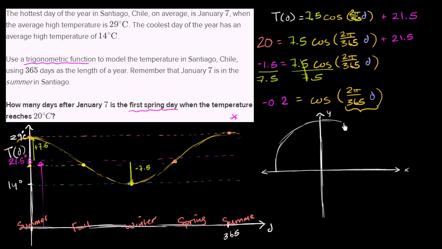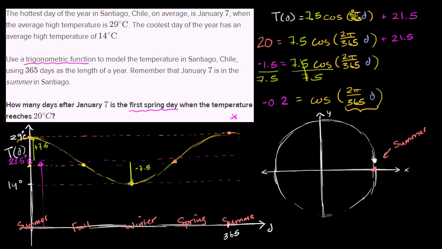So, a circle of radius 1, centered at the origin. So that looks, well, you get the picture. We've done this many times before. And January 7th, that corresponds to this point right over here. That's that point right over here, that we are in the summer.